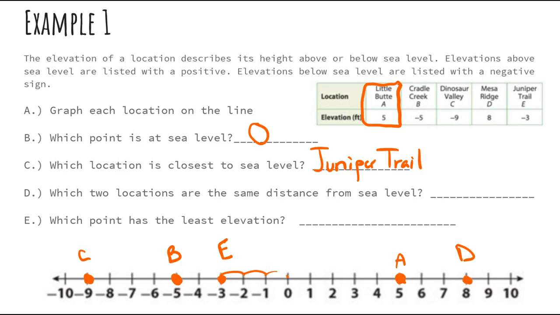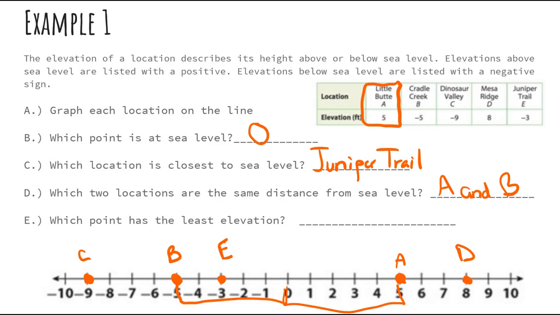Okay, D. Which 2 locations are the same distance from sea level? So we're looking for 2 locations that are the same distance from 0 on the number line. Well, we have A, Little Butte, which is 5 spaces away from 0, and we have B, Cradle Creek, which is also 5 spaces away from 0, just on the other side of the number line. So they're both 5 spaces away from 0. That means they're the 2 locations that are the same distance. So I'll just write A and B because I don't have enough space to write Little Butte and Cradle Creek, and we know A and B stand for Little Butte and Cradle Creek.